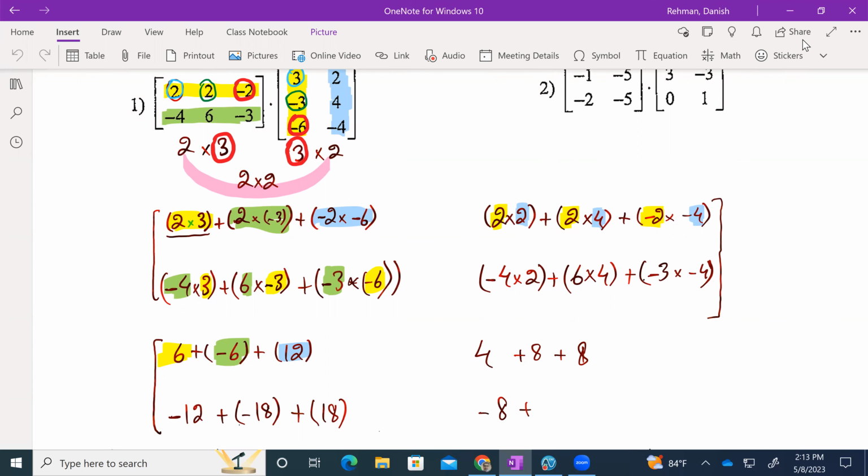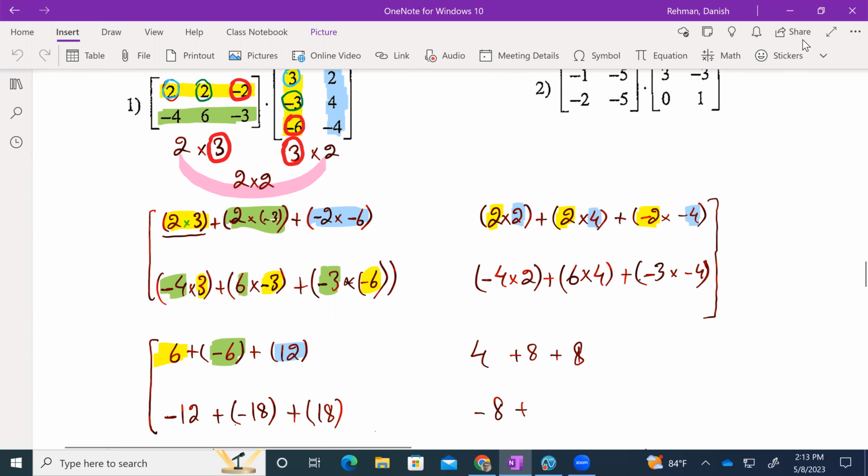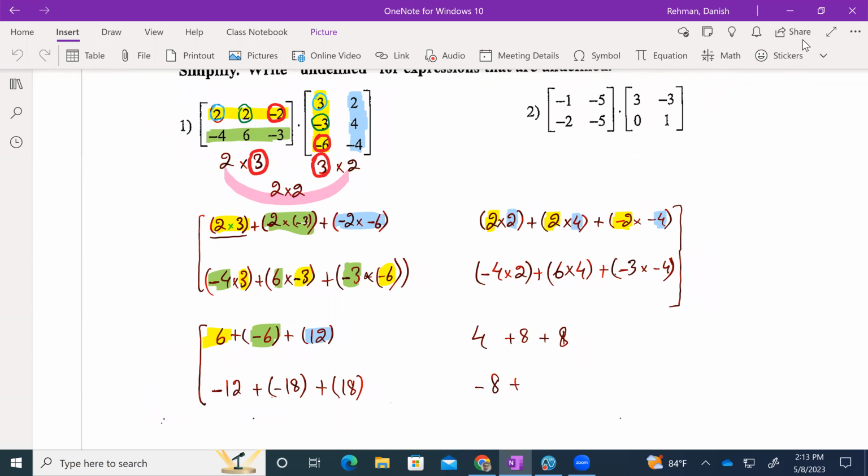And we are almost done. Once you add all these things, you will get your result. Your result for this one is going to be 6 minus 6 is a 0. So first element is a 12. Second element is a -12. Here we have a 20. And here we have a 30, not 30, 28. That's your answer.